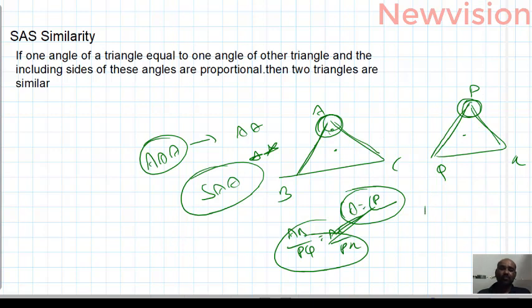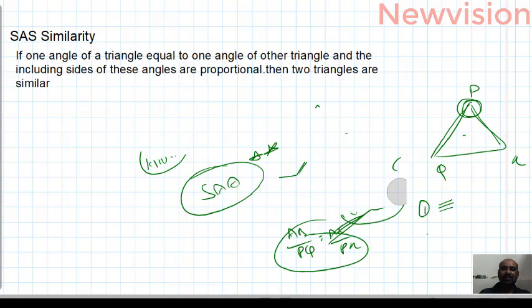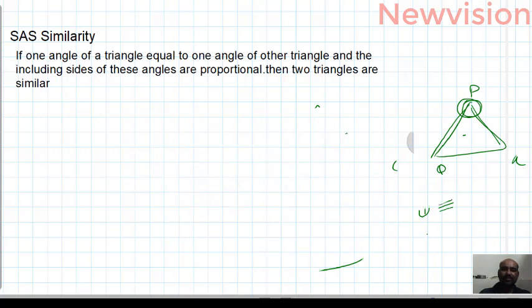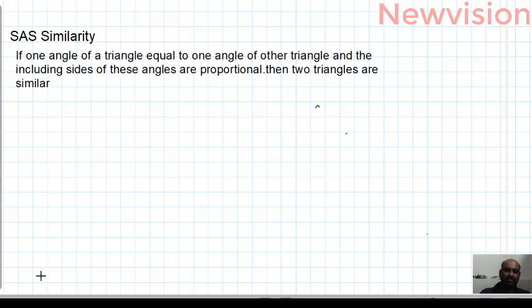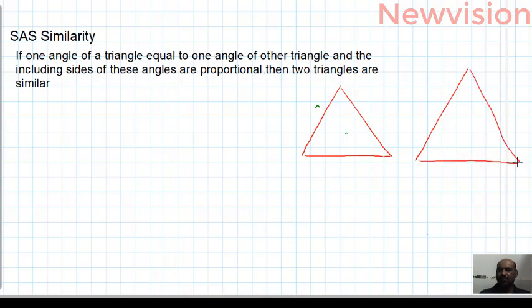How can you prove two polygons are similar? Their corresponding angles are equal and their corresponding sides are in proportion. By using that, or another way, you can prove that these two triangles are similar. First of all I will draw the diagram. This is the first triangle. Again I want to draw a triangle so that the second triangle's sides are more than the sides of the first triangle. This is triangle ABC. This is triangle PQR.